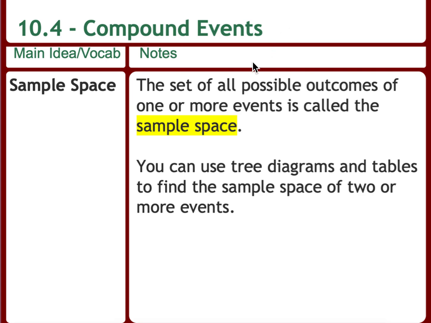Okay, so quick definition for us to talk about is a sample space. A sample space is the set of all possible outcomes of one or more events. So the sample space of flipping a coin is heads or tails. The sample space of rolling a number cube is 1, 2, 3, 4, 5, and 6. And what we're going to do is look at two or more events, and to do that, we're going to create a tree diagram or create a table. I'm going to show both of those to you, and there's some advantages and disadvantages to either one that I will talk about. So let's jump right into an example of a compound event.